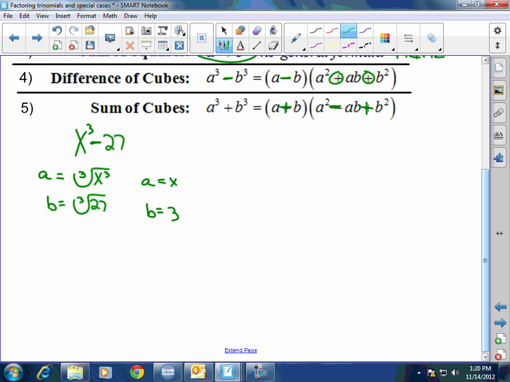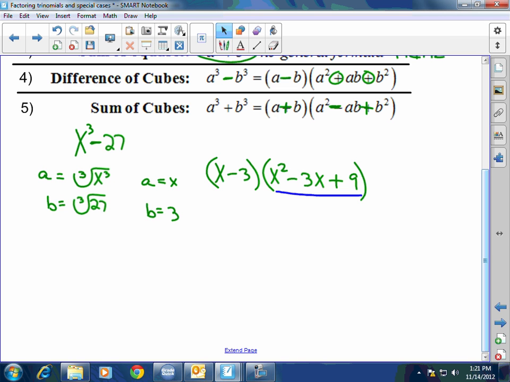So now I have my a and my b. It's a difference of cubes. So it's going to be a minus b times a squared minus ab plus b squared. And one thing for sure, you will never be able to factor that trinomial. So don't waste your time on that. Does that make sense, guys? I'm going to take that as a yes.